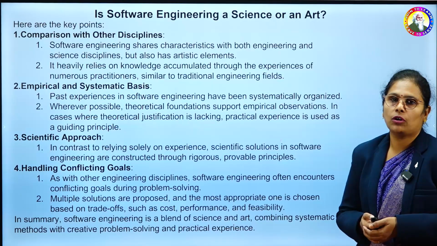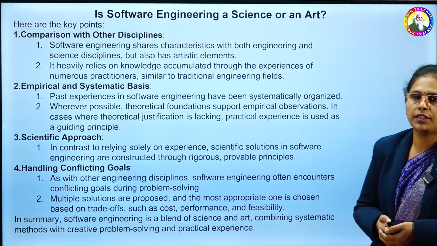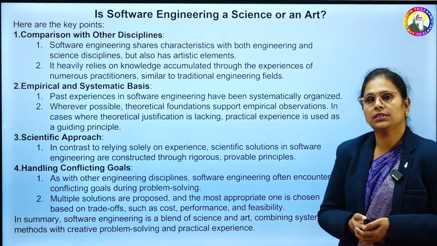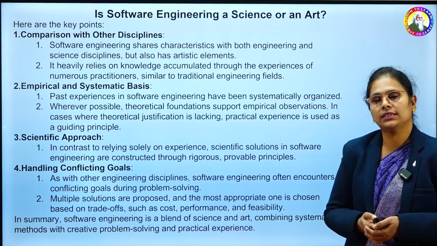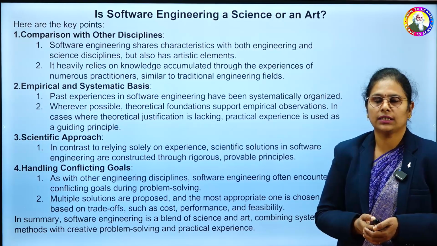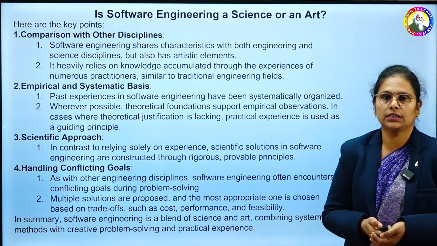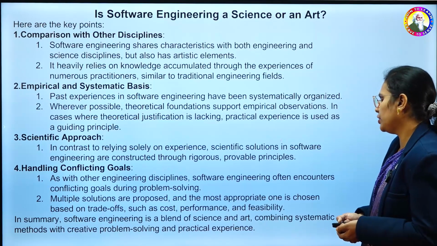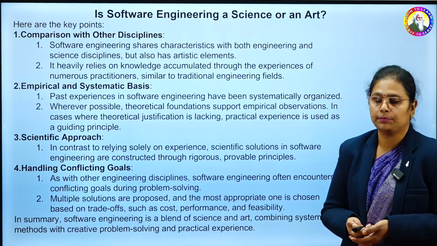So, finally, what we want to say is that software engineering is a blend of all these things. It is an art, we can say it is a science, and by blending this art and science, we make software engineering principles, which contain problem solving techniques along with practical experience.